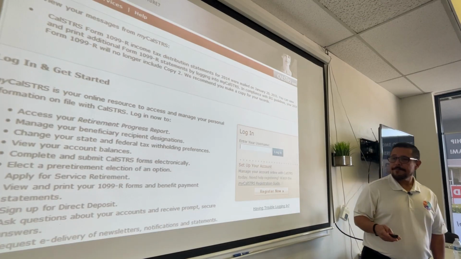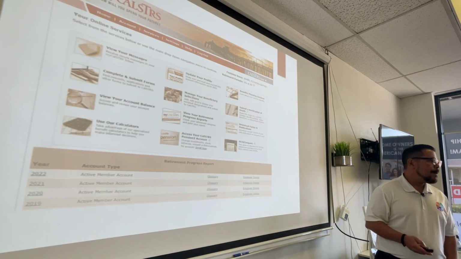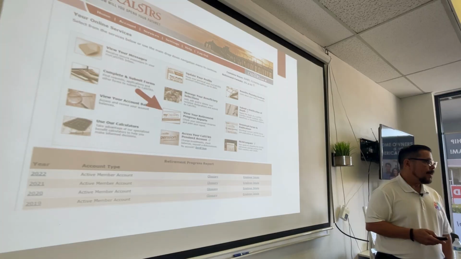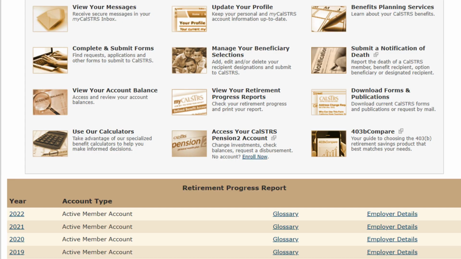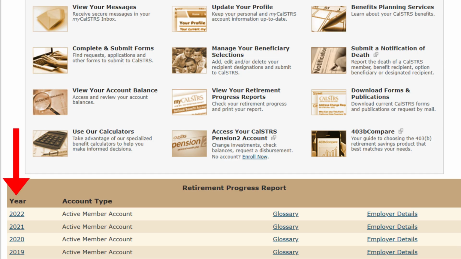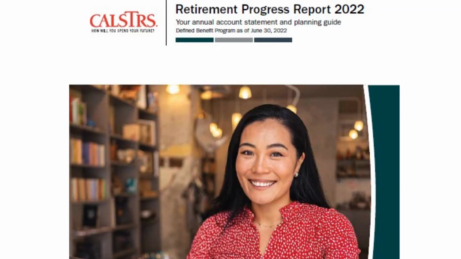Now, once they're in there and they have the login and username, that'll take them directly to their homepage. And you want to take them to their progress report right there. And make sure this box will appear afterwards. Always make sure you have them click on the year, and that's going to bring up the PDF on there. And that'll bring up the progress report for them.